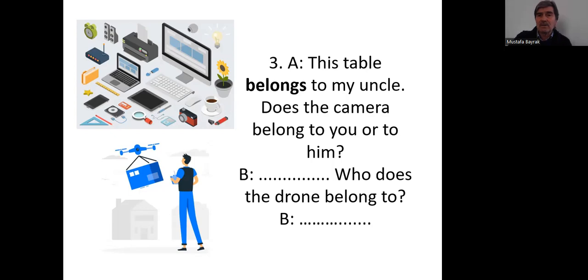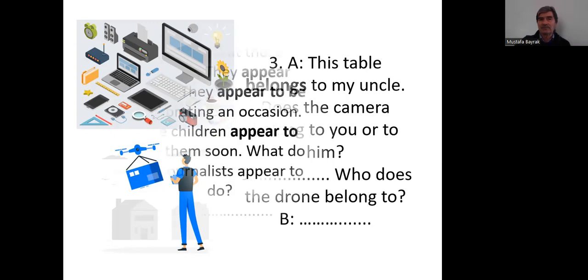Does the camera belong to you or to him? Yes, the camera belongs to him. It doesn't belong to me. I am not the owner of the camera. Okay. Who does the drone belong to? The drone belongs to me. I possess the drone. I own the drone. I have the drone. I have got the drone. So it belongs to me. It doesn't belong to my uncle.